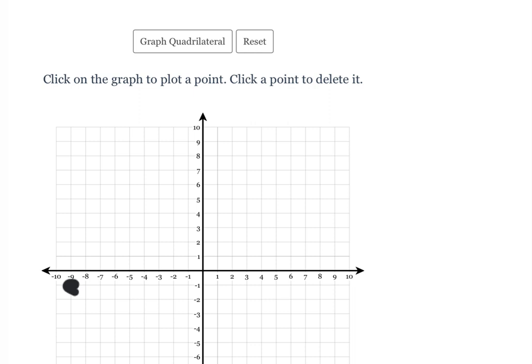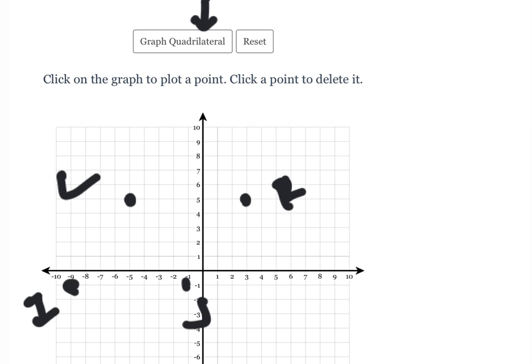Now on Delta Math, if you put it in the wrong spot, you can click on the dot and it'll delete it. So I'm going to do the same thing with J. I've got -1, -1. Then I'm going to go to K, which is at +3, so the right 3 and up 5. Then I'm going to go to -5 and +5, which is right there. So I've got I, J, K, and L. Now, once you have your 4 points, you're going to hit this button right there where it says Graph Quadrilateral, and it will draw the lines in for you.